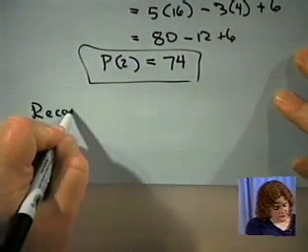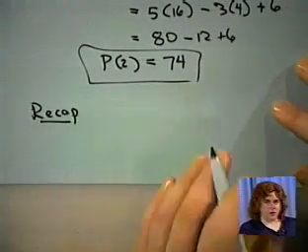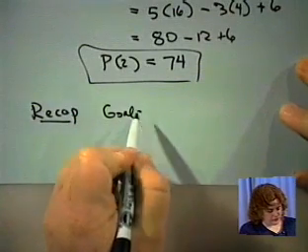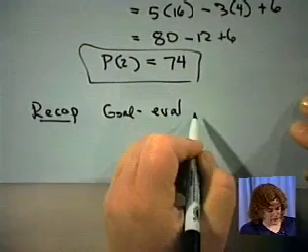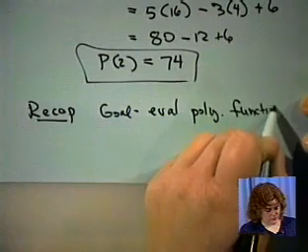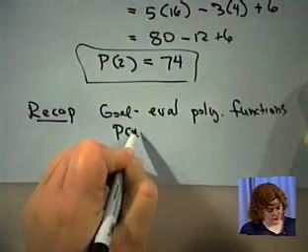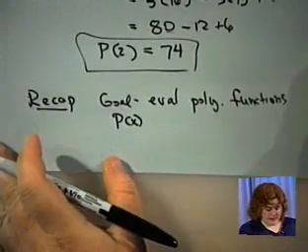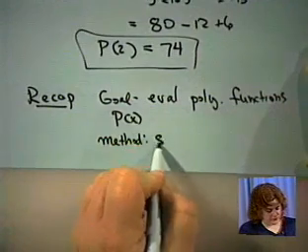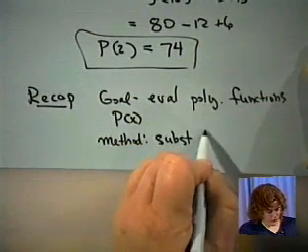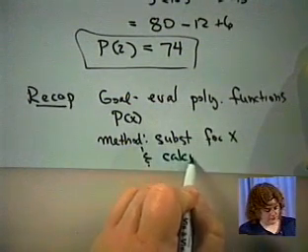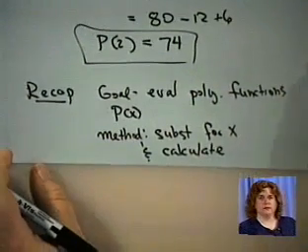To review, our ultimate goal in this section, it involved a definition, but our ultimate goal was to evaluate polynomial functions, which are referred to in these examples as P of x. And our method is simply to substitute for x and calculate the answer. That's the end of this segment.